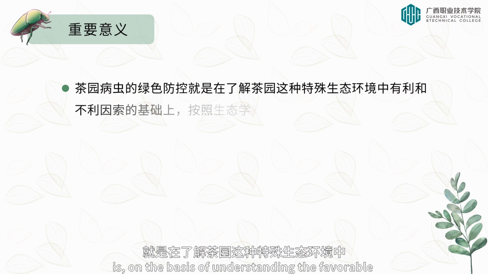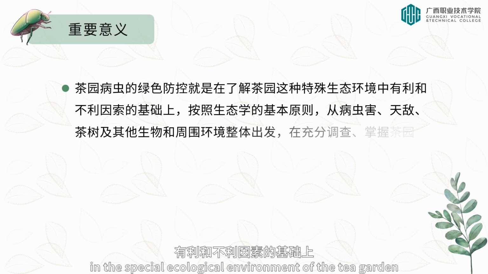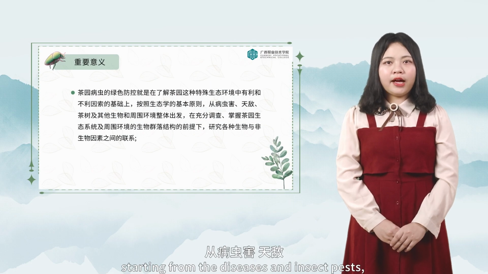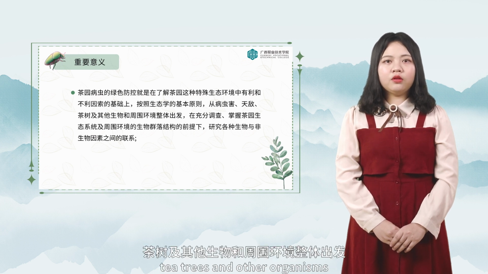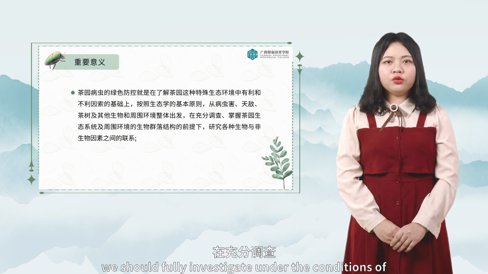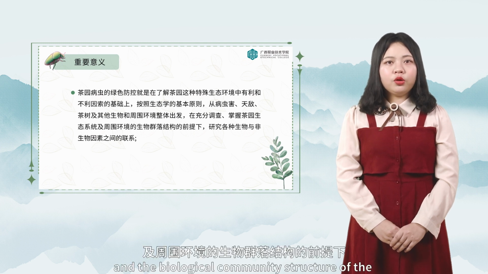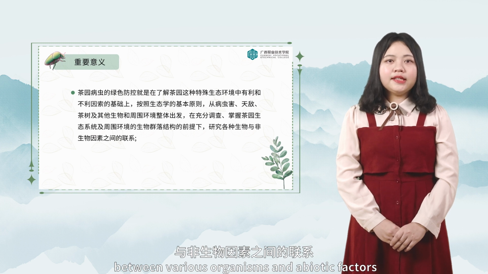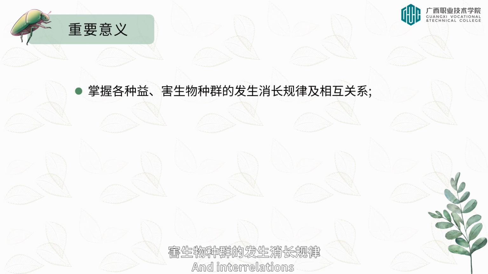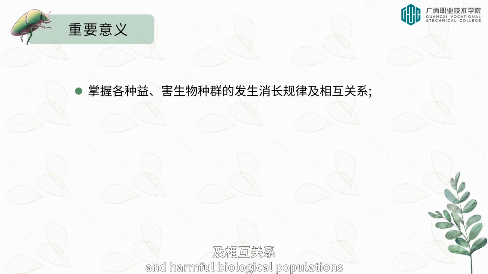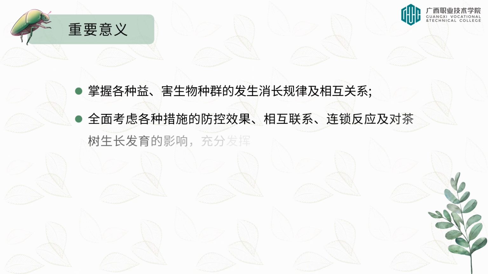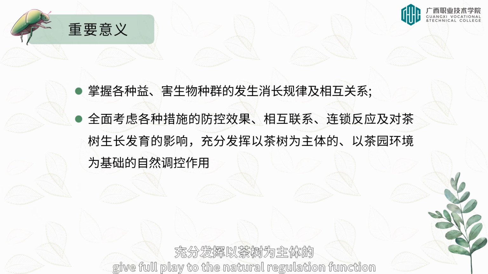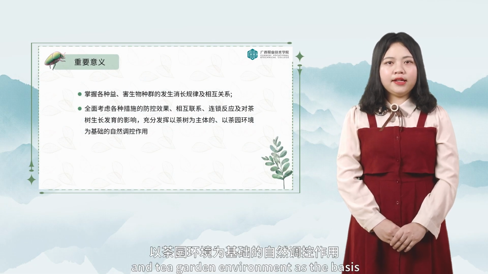Green prevention and control of tea garden disease and pests: on the basis of understanding the favorable and unfavorable factors in the special ecological environment of the tea garden, according to the basic principles of ecology, starting from the disease and insect pests, natural enemies, tea trees and other organisms and the surrounding environment as a whole, we should fully investigate under the conditions of mastering the tea garden's ecosystem and the biological community structure of the surrounding environment to study the relationship between various organisms and abiotic factors, grasp the occurrence and decline laws, and interrelations of a variety of beneficial and harmful biological populations, comprehensively consider the prevention and control effects, mutual connection, chain reaction, and the influence on the growth and development of tea tree, give full play to the natural regulation function of tea trees as the main body and tea garden environment as the basis.